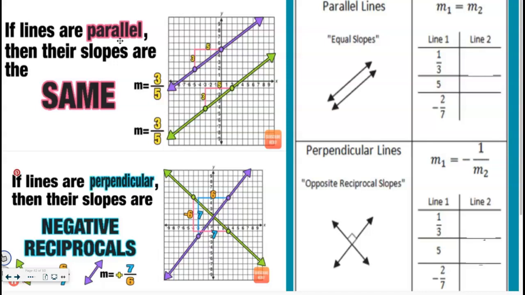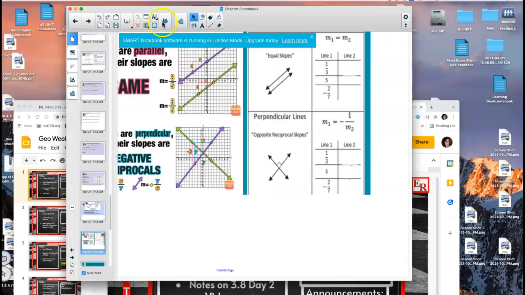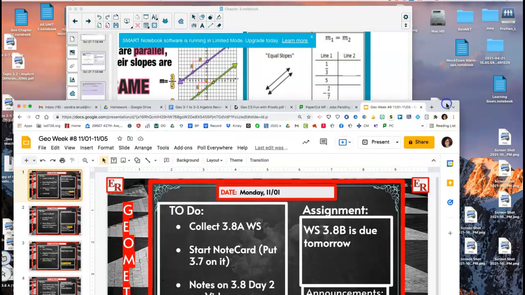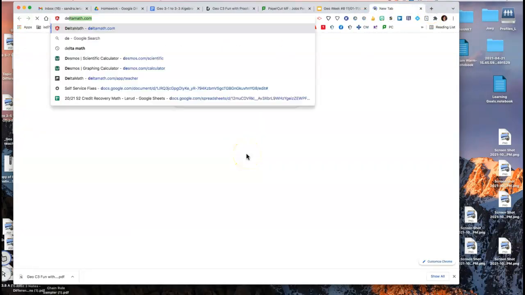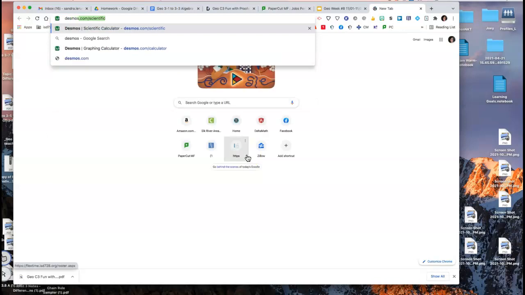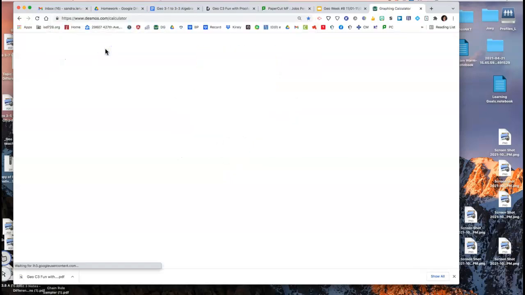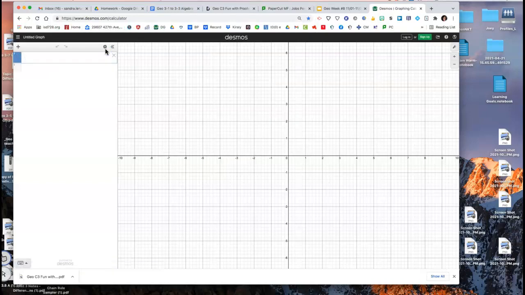I'm recording today. If you're at home, you should really go into this as well. So we're all going to just go to Google, type Desmos, but there's two kinds. There's a scientific calculator and the graphing calculator. So you want Desmos graphing calculator. I'm going to click on that, and it's going to look like this.